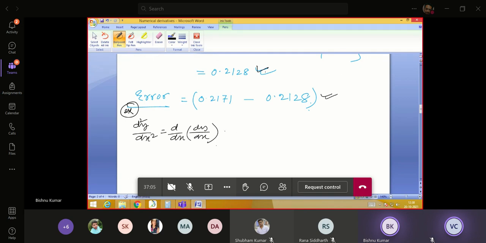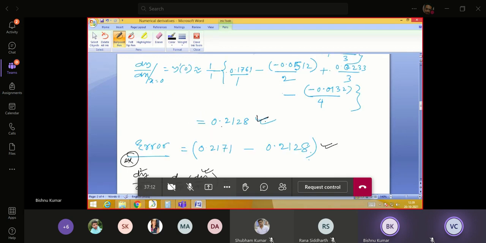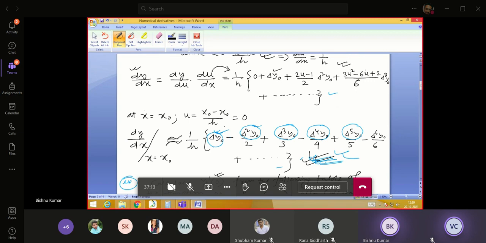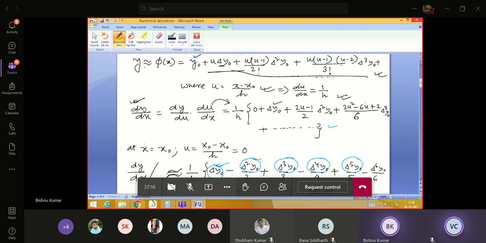How will the second derivative be found? The first derivative has to be differentiated once more. What is the first derivative? Already you have got it in terms of u here. So d2y by dx2, if we calculate d/dx of dy by dx, can you do this derivative with respect to x directly? No, you just do this with respect to u.